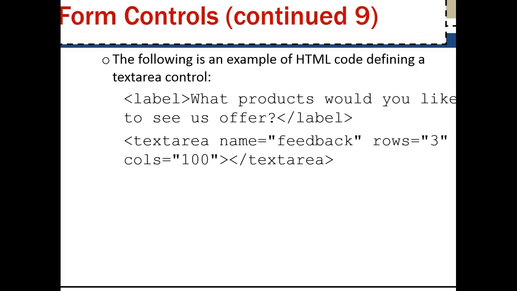So now let's look at this example. In this example, you can see we are using a label, and we are using the text area. We are using rows and columns in there. As we mentioned, there are two attributes. So in here, the text area can have 3 lines, and each line can be 100 characters. So the visitor cannot go over that.